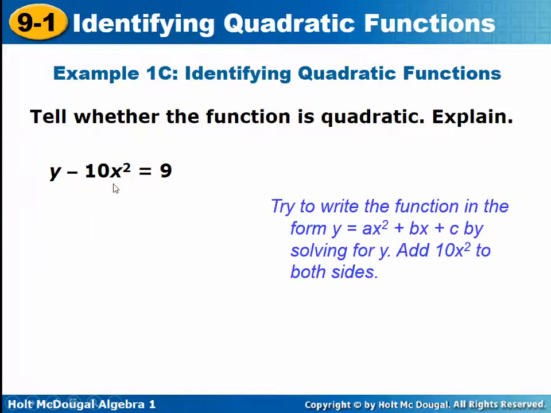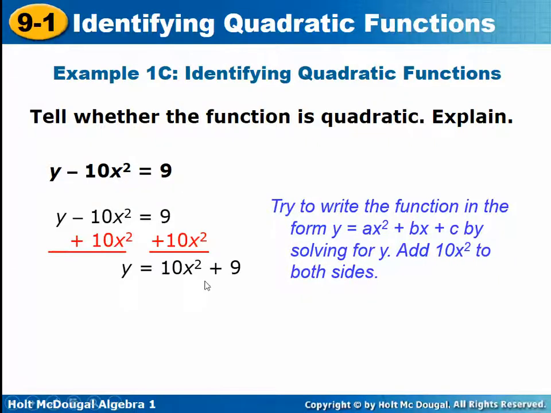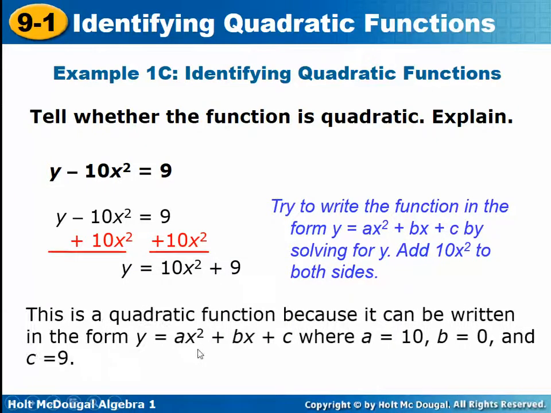So we would put the plus 10x to the other side, rewrite it in standard form, it's called, and now does it fit the model? It does now. It can be written as y equals something x squared plus something x plus c, and it happens that a is 10, b is 0, and c is 9. So this is a quadratic one.